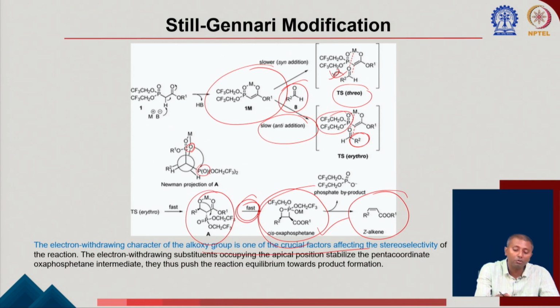Here also you are controlling that reactivity by introducing an electron withdrawing group in the phosphonate. Okay. And again, once you have electron withdrawing substituents occupying the apical positions, we stabilize the coordinated oxaphosphetine intermediate, okay, to go to the corresponding Z alkene.